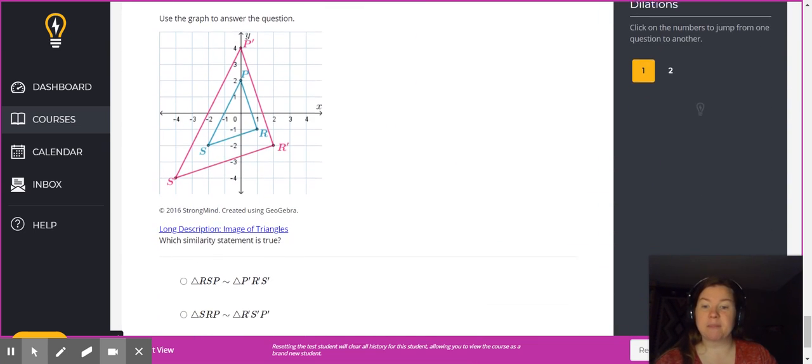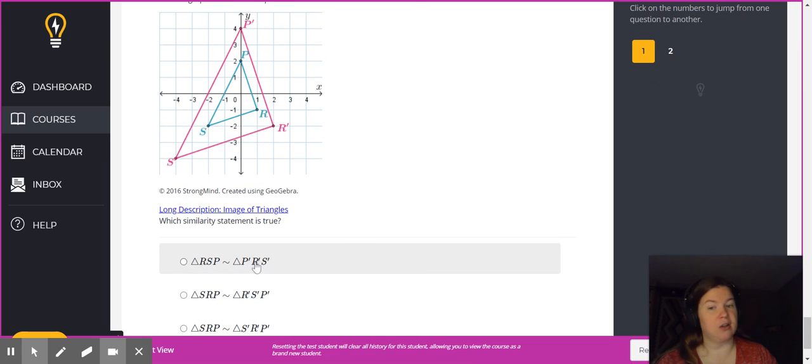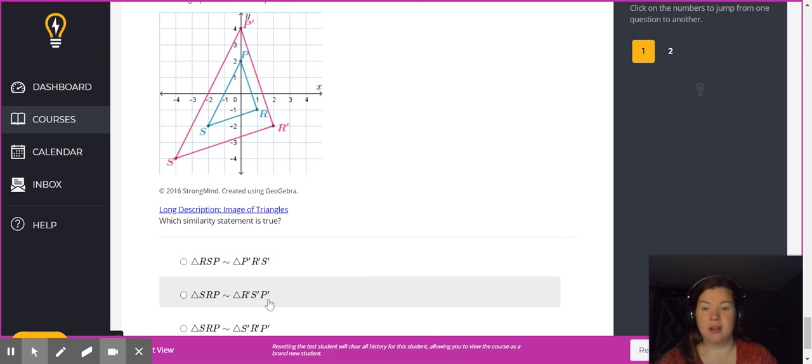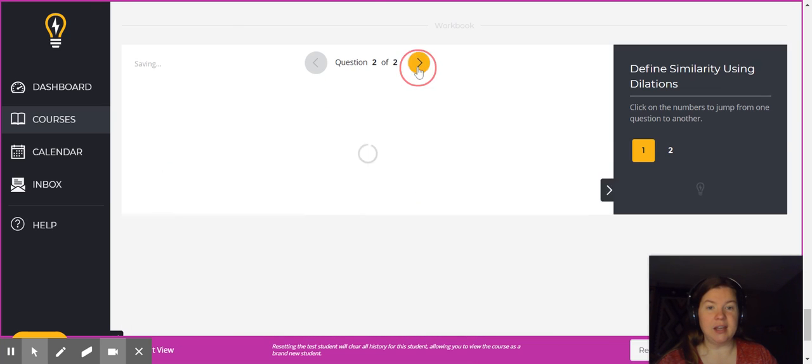Here's the problem, and the order matters. We have triangle RSP. We started with R is similar to R prime, S is similar to S prime, P is similar to P prime. Those have to go together, so RSP would have to go with R'S'P'. It's not the same, not the same. That one is. The order is the same. Next one.